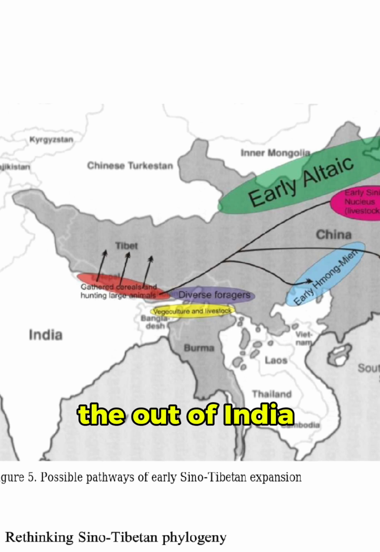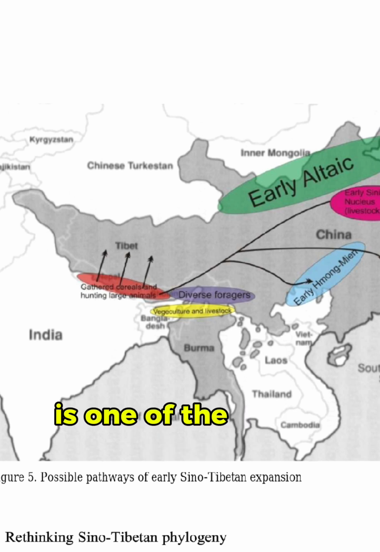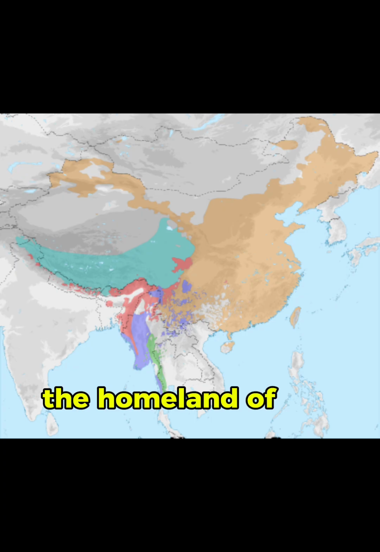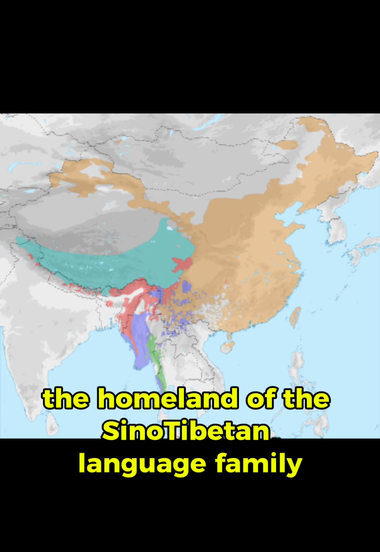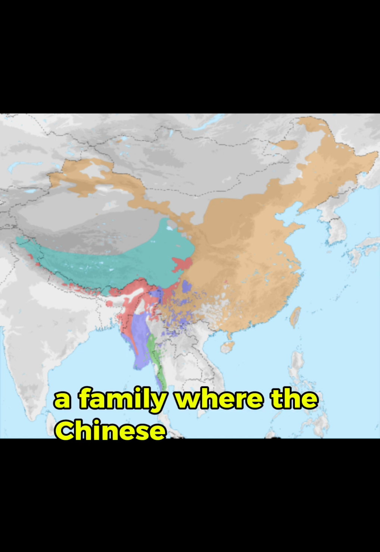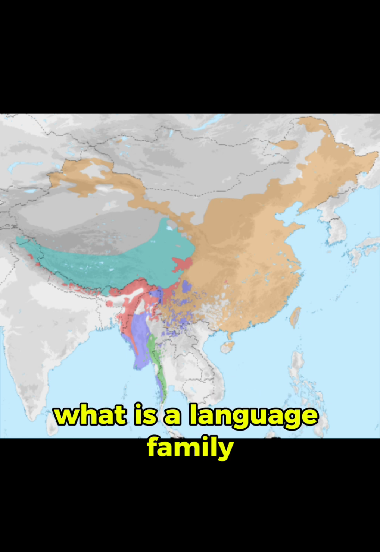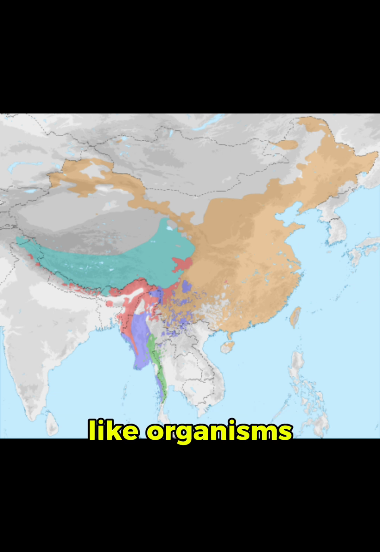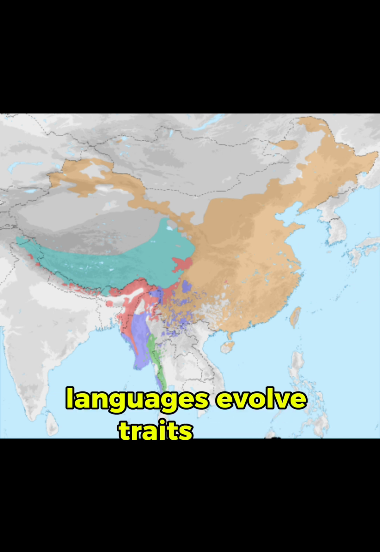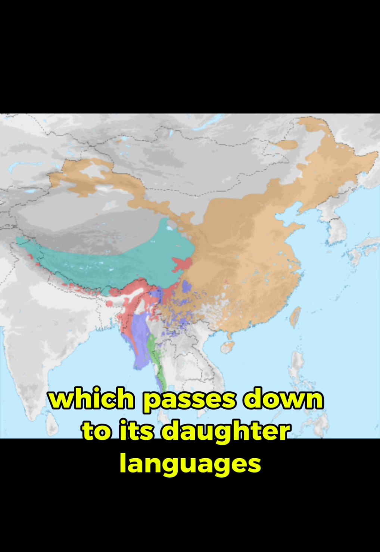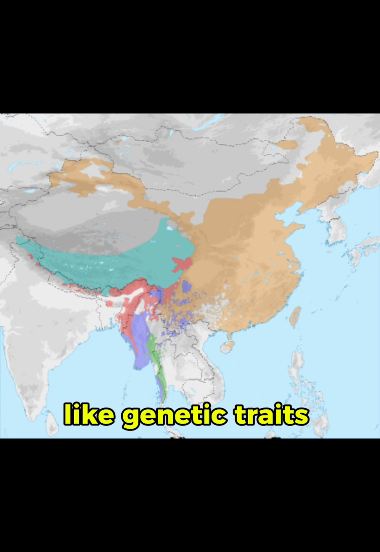The Out of India theory is one of the major theories in the identification of the urheimat, the homeland of the Sino-Tibetan language family, a family of which the Chinese languages are a member. What is a language family? Like organisms, languages evolve traits and characteristics, which pass down to their daughter languages like genetic traits.